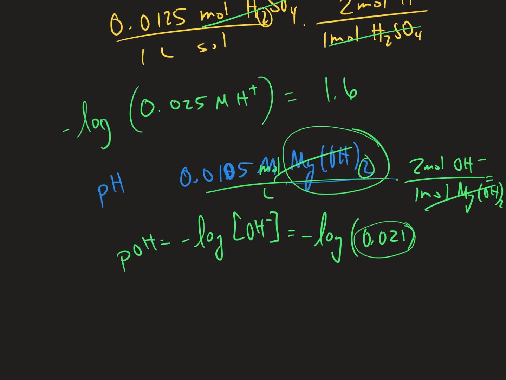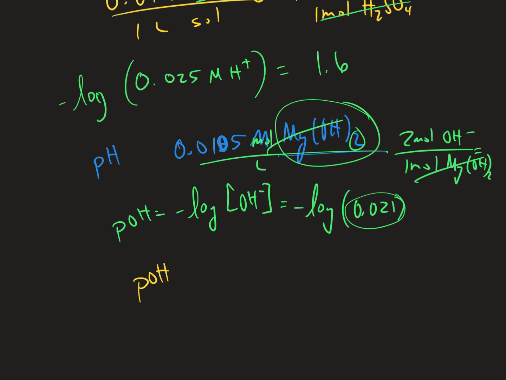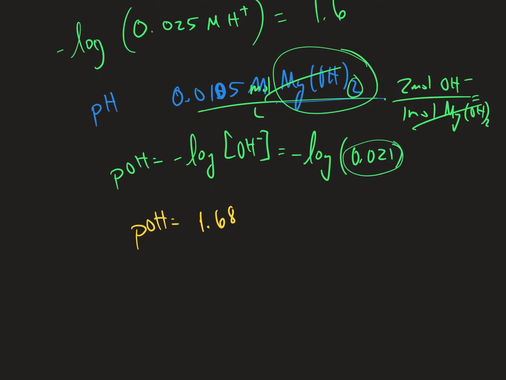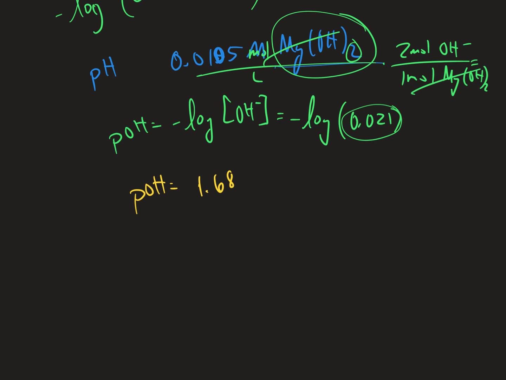Okay. So the pOH is 1.68. Is this what we're looking for? No, we got to find the pH. So we got another equation, and it's given to you on the reference sheet. pH plus pOH equals 14. Y'all understand where that 14 comes from? The pH scale goes from 0 to 14. So the pH plus the pOH equals 14.